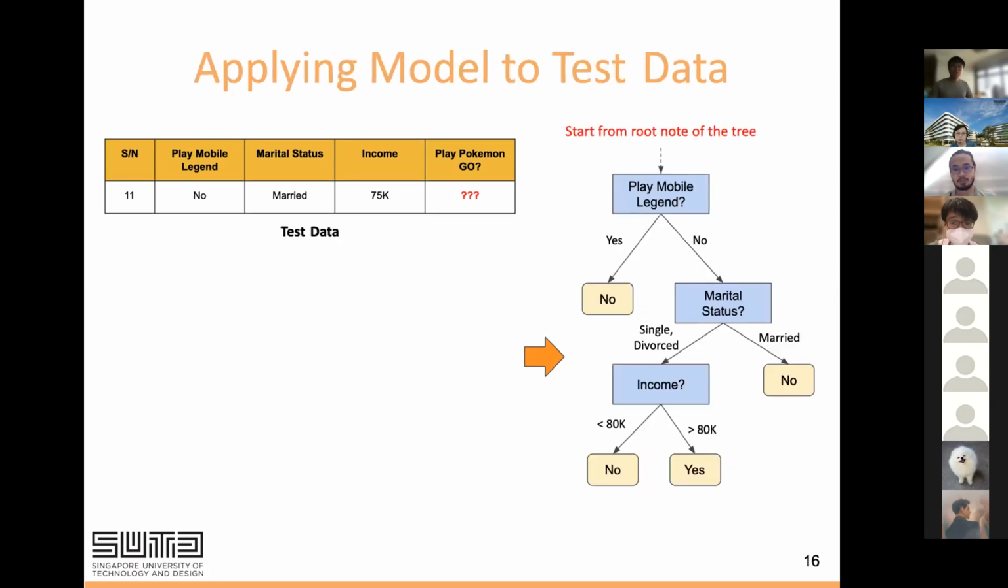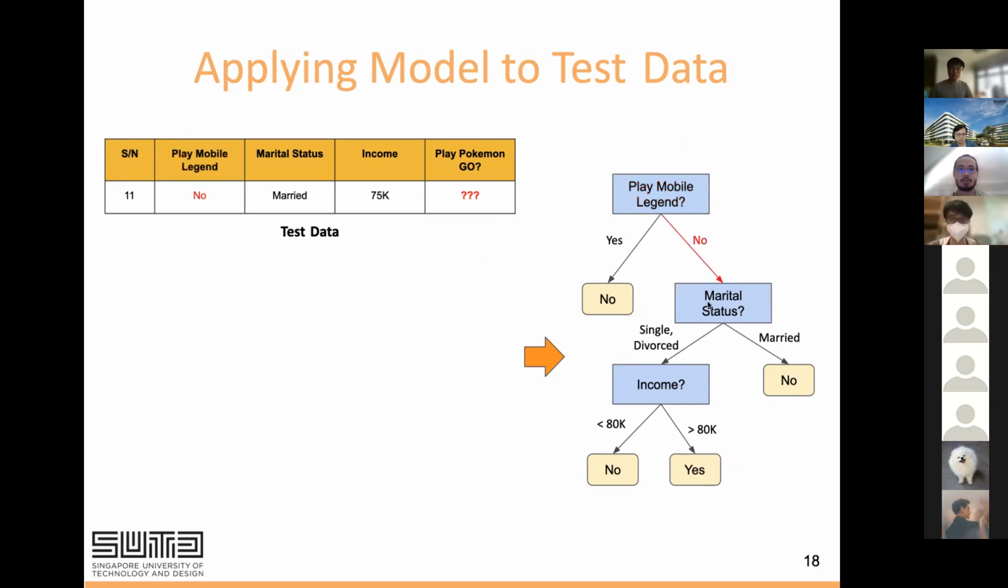Okay, so now let's take a look based on the tree that we have developed earlier on. Let's say we apply it to a new record, this is the test data. From the root node we try to go down. First of all, we can see that this person doesn't play Mobile Legends, so we go to the right.